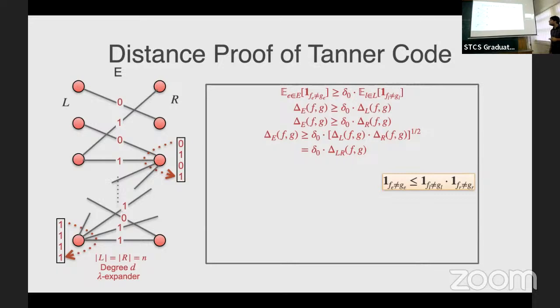No, but for this one you don't hope for a much better distance proof, because there's the complete bipartite graph where lambda is 0 and it's the tensor code. So for that case, you do expect it to be delta naught squared. There it is tight. So there are at least some examples where this will be tight. Fair enough.